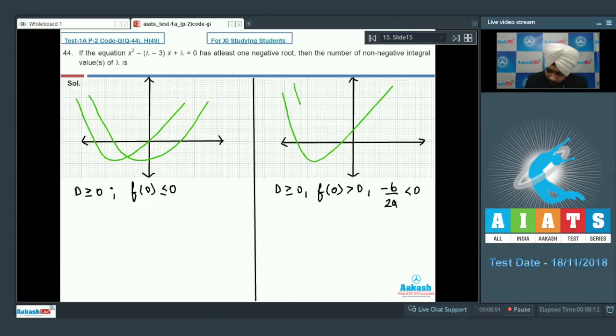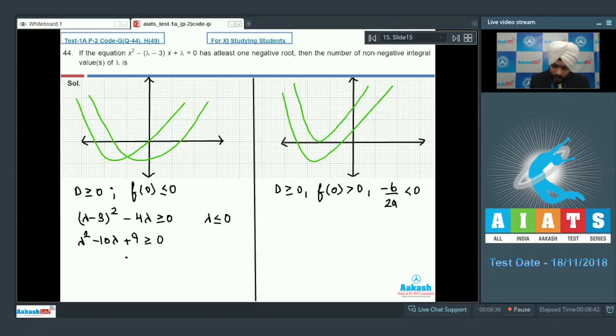Obviously, in the second case, I have both the roots equal as well as negative. This is also a possibility, because it is saying that at least one root is negative. So now let us solve for D greater than or equal to 0. D greater than or equal to 0 will give me (lambda minus 3) whole square minus 4 lambda greater than or equal to 0, and f of 0, lambda less than or equal to 0. So this is lambda square minus 6 lambda minus 4 lambda, that is, lambda square minus 10 lambda plus 9 greater than or equal to 0. So this will give you (lambda minus 1)(lambda minus 9) greater than or equal to 0.